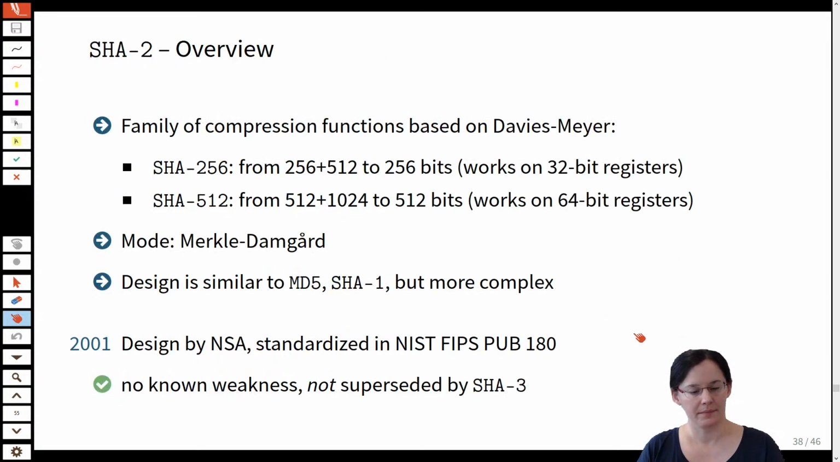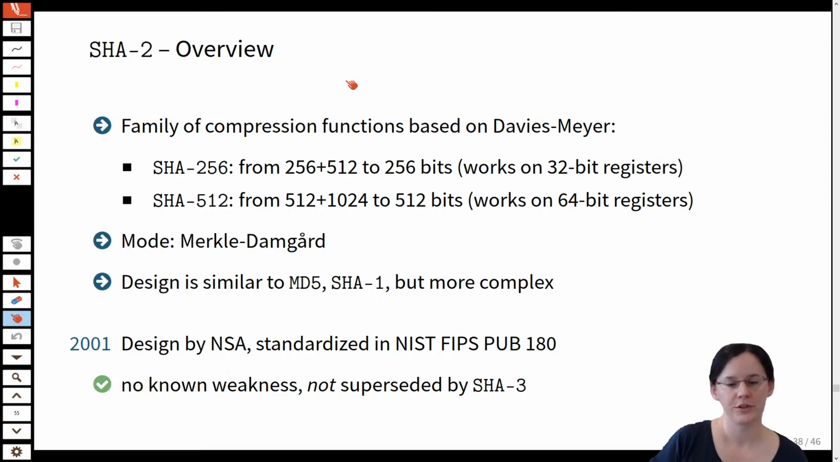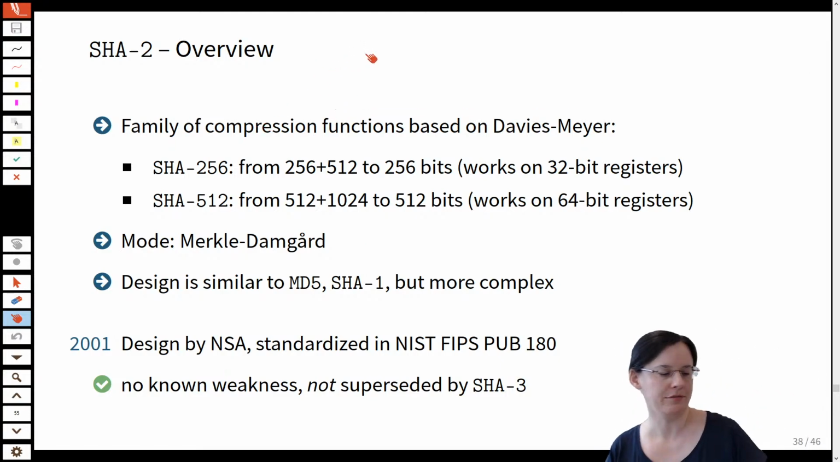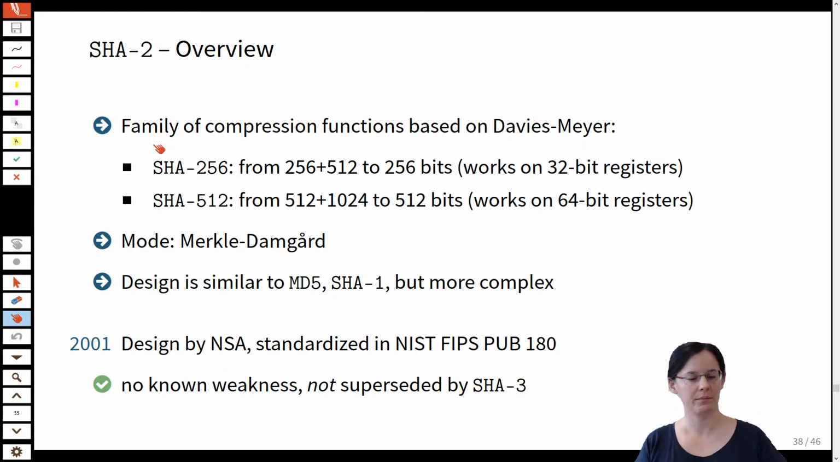What did they lead to, or which current successors of this do we have? Well, there's mainly SHA-2, which is a family of construction of compression functions using exactly the construction we saw before, with very large compression functions. The mode is one that you already know from InfoSec and that we will revisit in a few weeks. And this one was also standardized by NSA, but so far no real weakness has been published. So in particular, SHA-2 is still fine to use. It was not superseded by SHA-3.